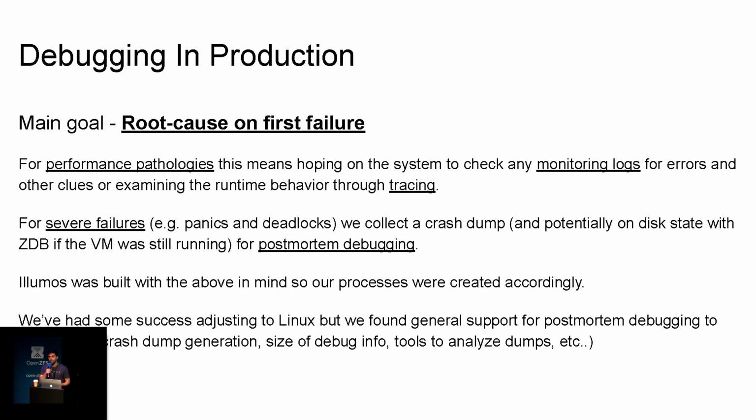But for more severe issues like panics or deadlocks, what we generally do is we collect a crash dump and we do postmortem debugging, basically analyzing that crash dump in-house. In Illumos, everything was built with these use cases in mind, so our procedures were created accordingly. Now switching to Linux, many things carried over, but specifically for postmortem debugging, we found the workflows and the tools available not being exactly sufficient for our needs.